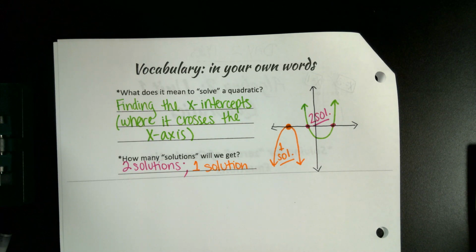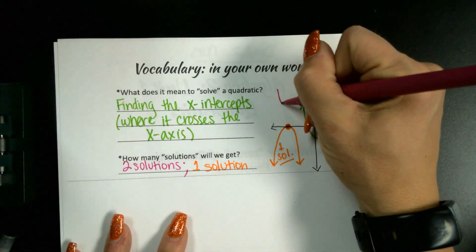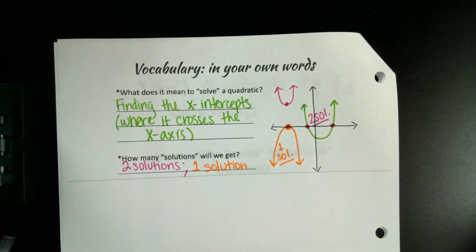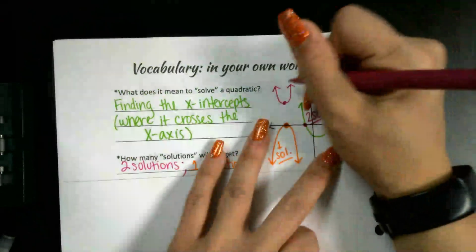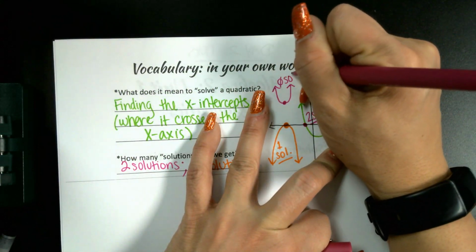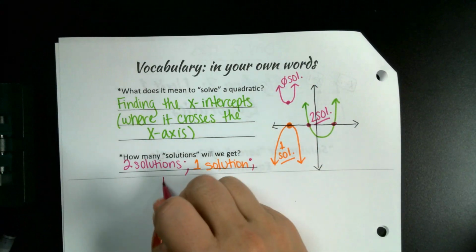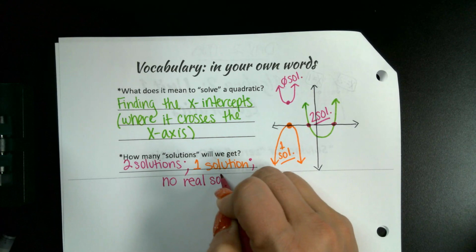Do you think I could draw a parabola somewhere where it will never cross the x-axis? Yeah, because I could draw one somewhere up here, right? If I drew it there, is that ever going to come down here and cross the x? No. So this one would have no solutions. And I'm going to be particular here.